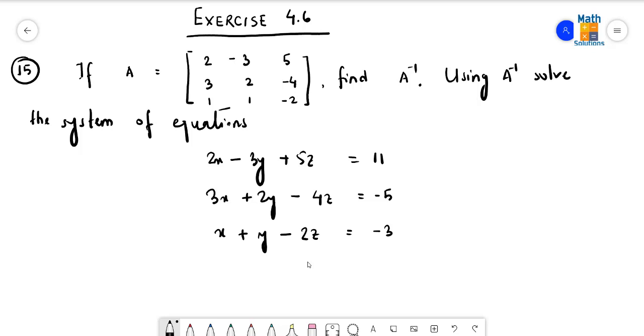So in the question what is given? If capital A is equal to, this is the matrix given, we first have to find out what is A inverse. Then using this A inverse value we have to solve this system of linear equations as we did in case of question number 11, 12, 13 and all. So I shall first proceed with the first part. So here goes the solution.